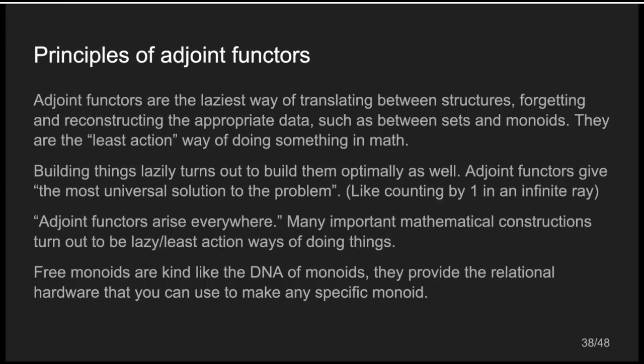So we have different mathematical structures like monoids versus sets. Adjoint functors allow us to map between them in lazy ways that create or destroy information. We do things in a least action way. Adjoint functors end up giving a sort of universal solution to the problem.